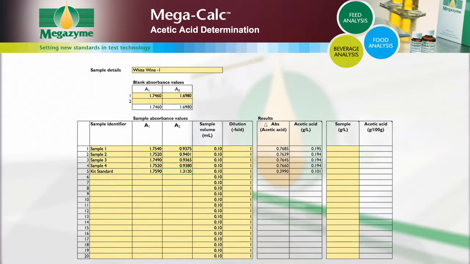When all of the data has been entered, the concentration of acetic acid in the sample is automatically calculated and given as grams per litre in the original sample. For solid samples, input the concentration of the original sample extract in grams per litre. Concentration of acetic acid in the solid samples is then automatically calculated and provided as grams per 100 gram in the original sample.